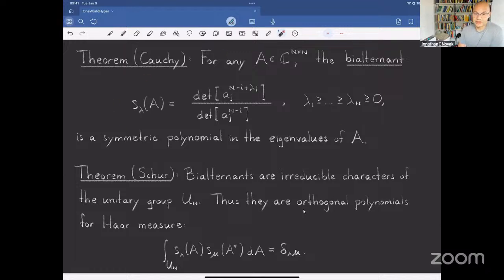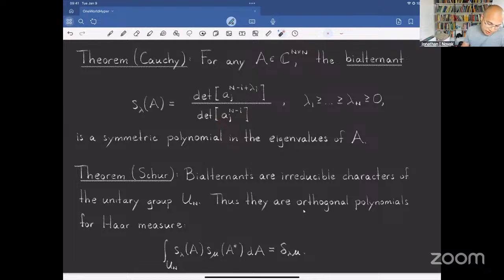If you are an integrable probability person, this is your bread and butter. But if not, maybe it's not so familiar, so I figured I would go over it for a minute. The starting point of this definition goes back to Cauchy. If you take any n by n complex matrix, Cauchy defines something called the bialternant, which is like a deformation of the Vandermonde determinant in the eigenvalues of this matrix. So it's s_lambda of A. Here in the denominator you have the Vandermonde in the eigenvalues, little a's, of A.